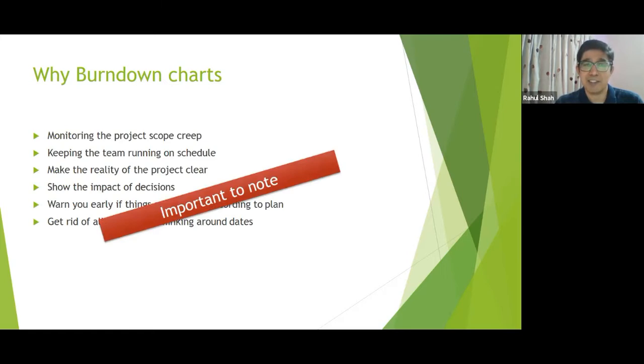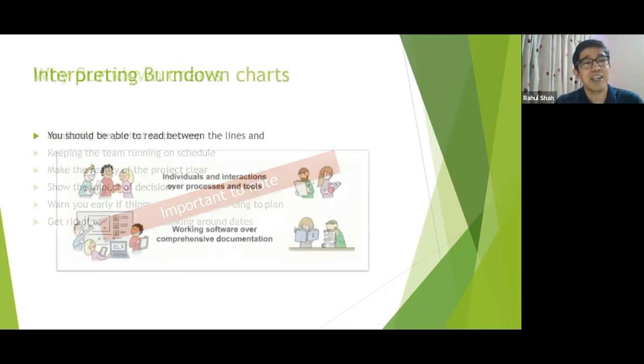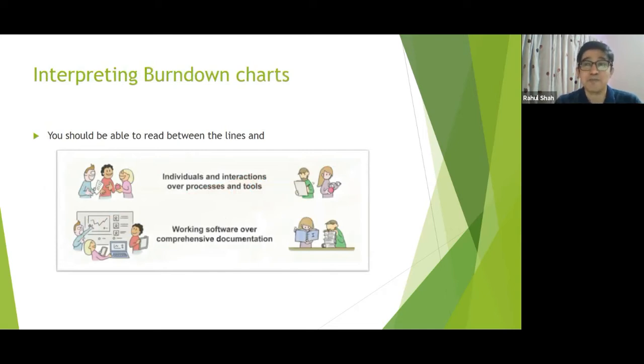But what we have to remember is the manifesto. Burn down chart is important, no doubt about it. But don't forget individuals and interactions. You might see that the data is flat, it's not moving. But unless you interact with people, unless you talk to the team, unless you work with the individuals rather than just generating charts from the tool or Excel, you won't know the real results.